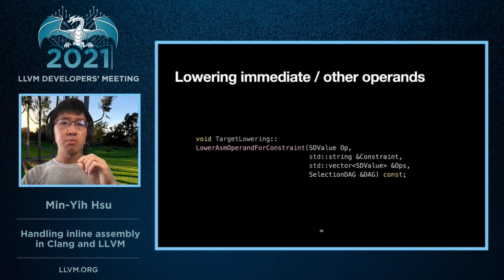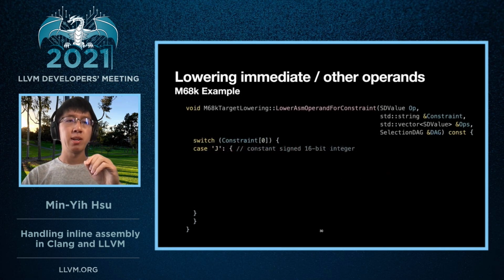Let's take a look at the immediate operands. Here we're going to override LowerAsmOperandForConstraint, also in the TargetLowering class. The purpose of this function is to validate the prospective machine value for an inline assembly operand suggested by the CodeGen framework, which is the Op function argument we can see here. And it needs to lower the operand if needed.